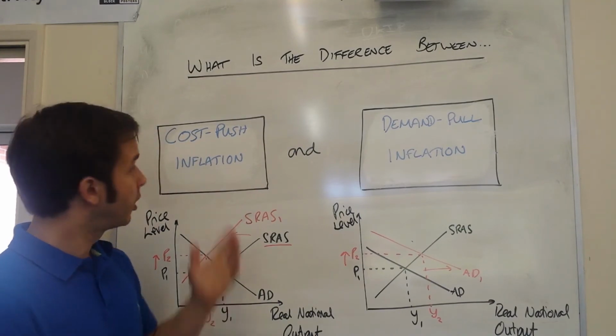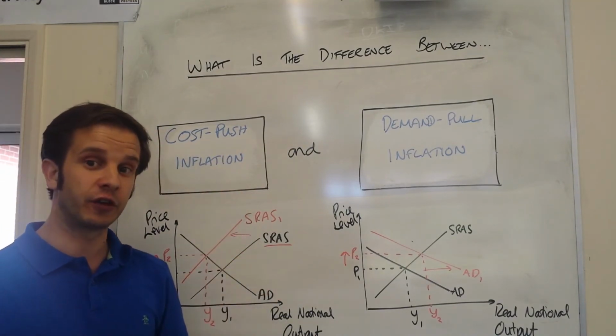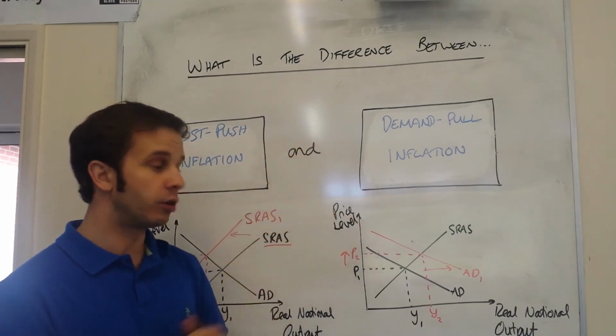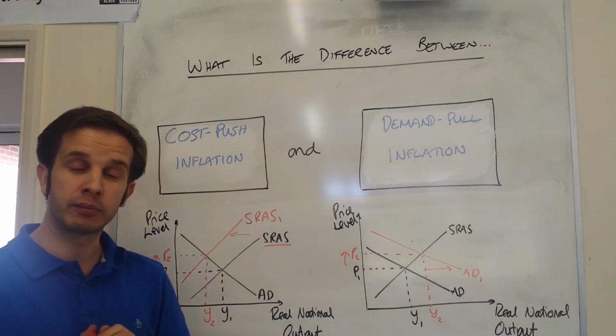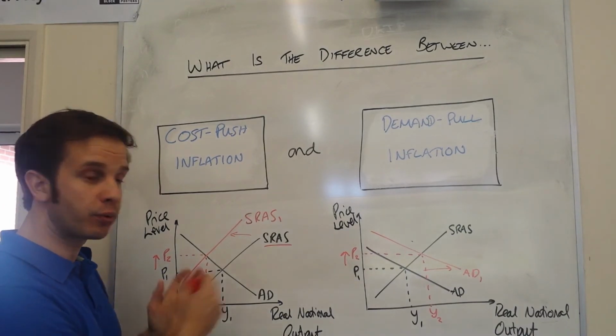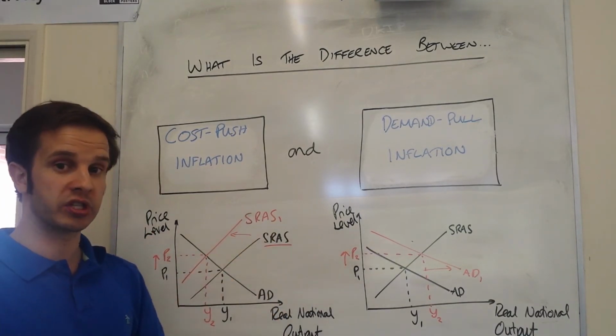How do we show them on a diagram? Cost push we show by a shift left of short-run aggregate supply, and demand pull we show by a shift right of aggregate demand. Both of them end up showing an increase in the inflationary pressure by a movement up the price level axis.